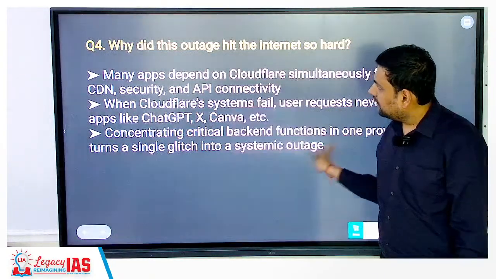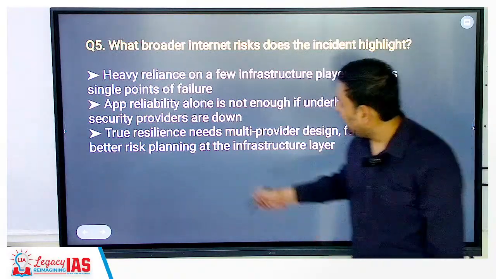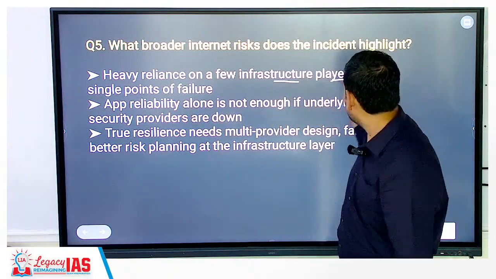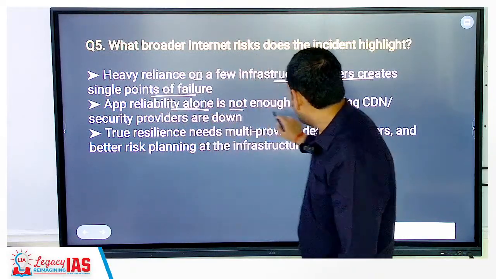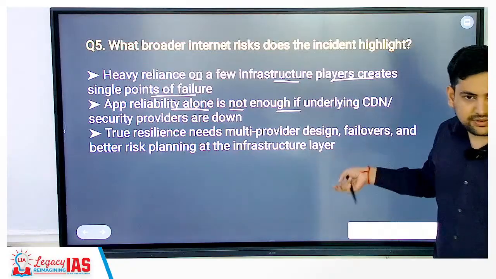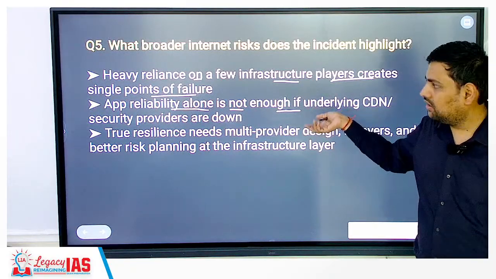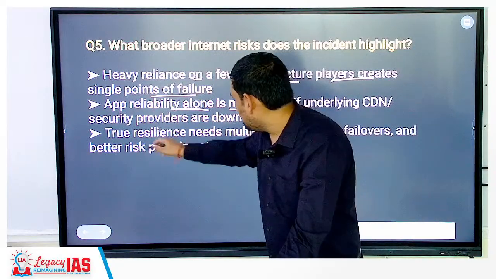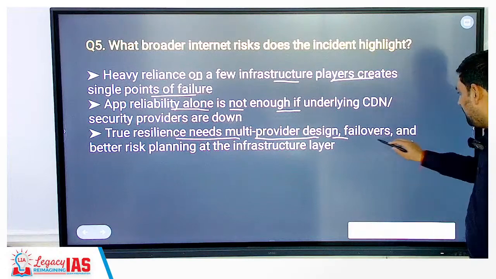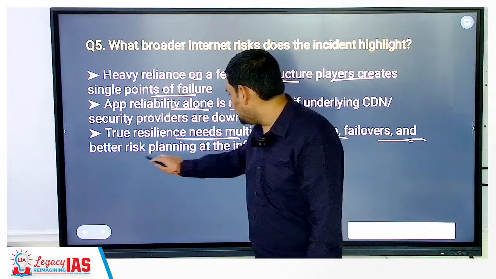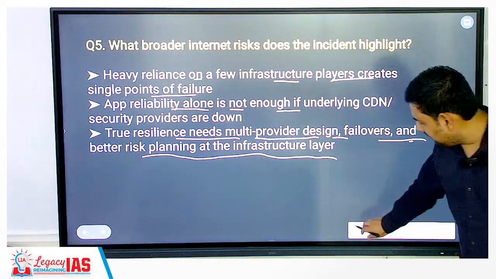Then what broader internet risks are there? So heavy reliance on a few infrastructure players creates single points of failure. Then app reliability alone is not enough. So their apps were fine, their websites were fine, still because of this intermediary they were not able to connect. Then true resilience needs multi-provider design, failovers and better risk planning at the infrastructure layer. Generic.